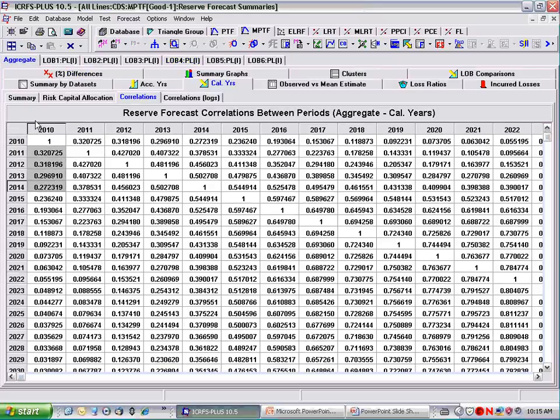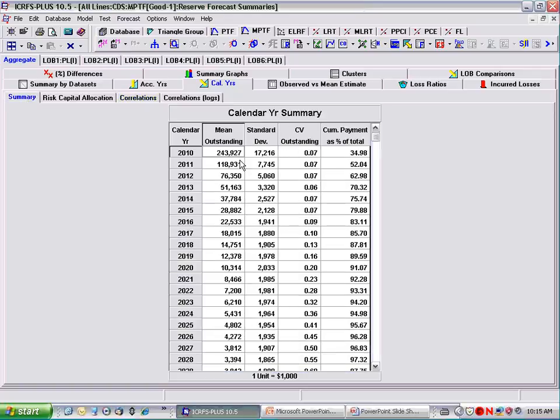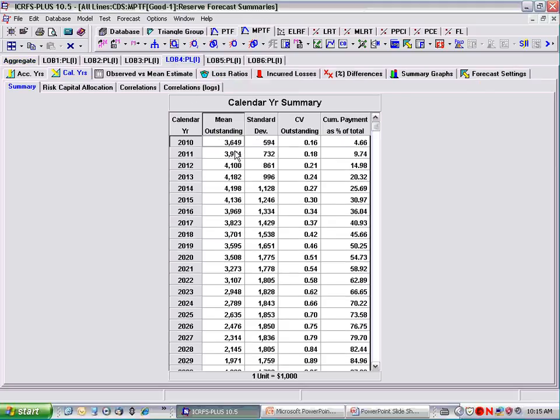Also for the aggregate, if you look at the calendar year distributions, by 2011, you've already paid 52% of your total reserves. So it's the next 2 years that's where you make 52% of your payments. However, for LOB4, it's a very different picture. LOB4, wow, I mean, you've got to go to 2019 before you pay 50% of your reserves.